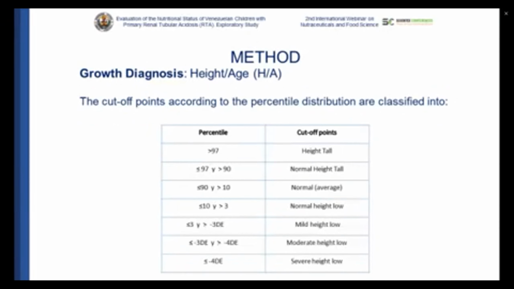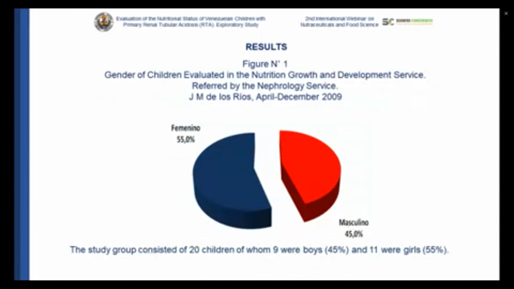Growth diagnosis with cutoff points according to percentile distribution. Now I'll show you the result of this research. After 1 year of research, the following results were obtained. Figure number 1. The distribution of children according to gender.